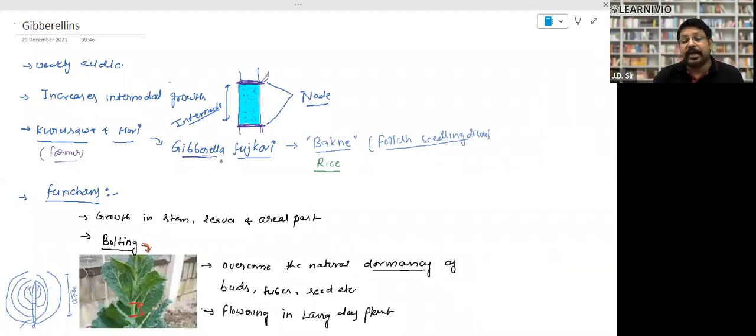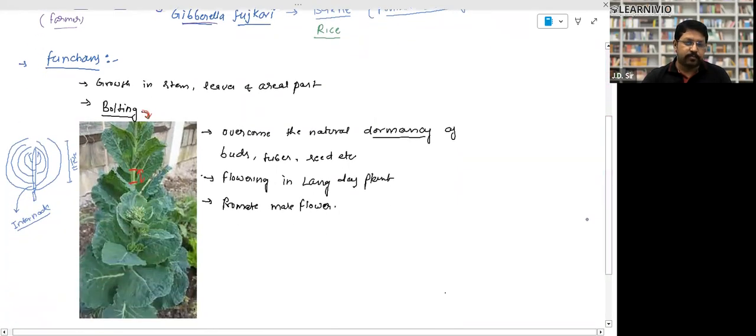This fungus causes a disease that is called Bakanae disease. Bakanae means foolish seedling, Bakanae disease of rice. This is also known as foolish seedling disease because there will be a seedling, but you will not find any rice seed inside. So this is called foolish seedling disease, and in this fungus it was discovered. What are the functions? Look.